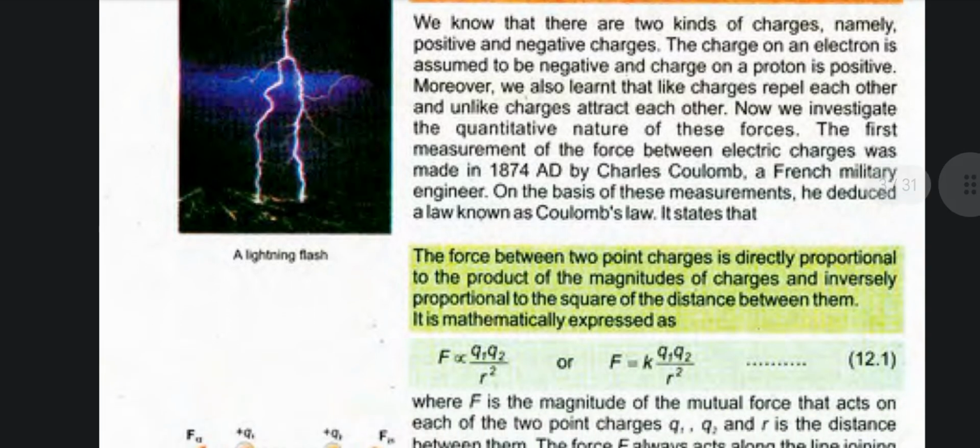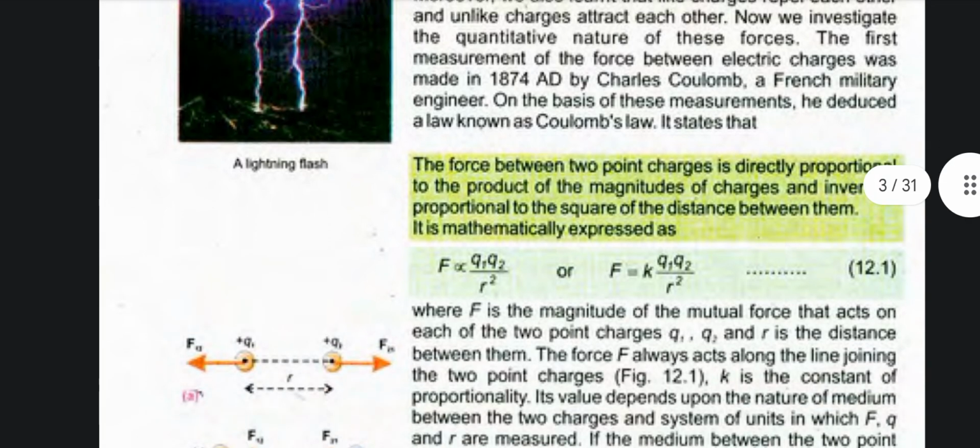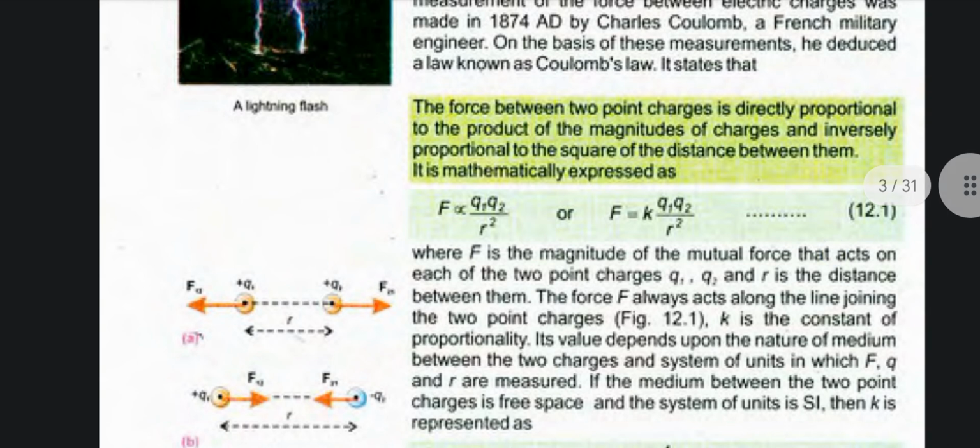The first measurement of the force between electric charges was made in 1874-80 by Charles Coulomb, a French military engineer. On the basis of these measurements, he deduced a law known as Coulomb's law. It states that the force between two point charges is directly proportional to the product of the magnitudes of charges and inversely proportional to the square of the distance between them.